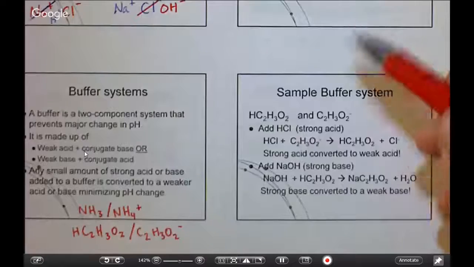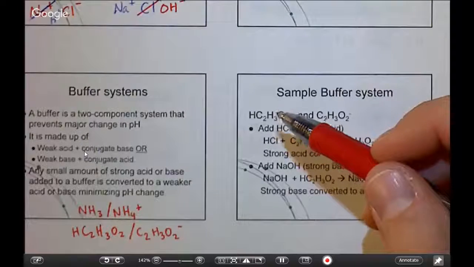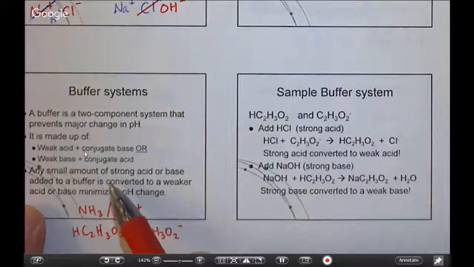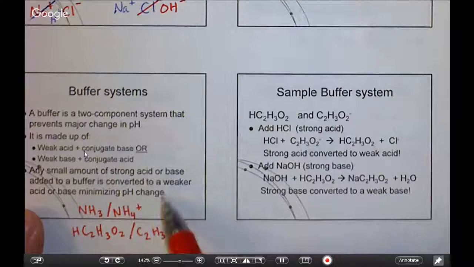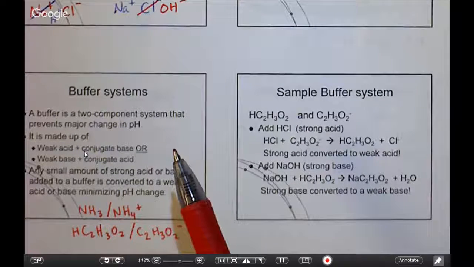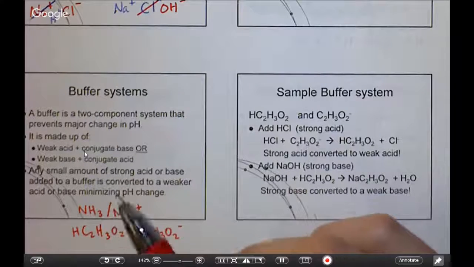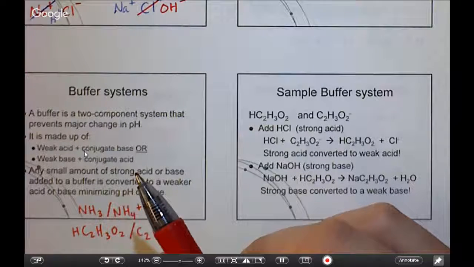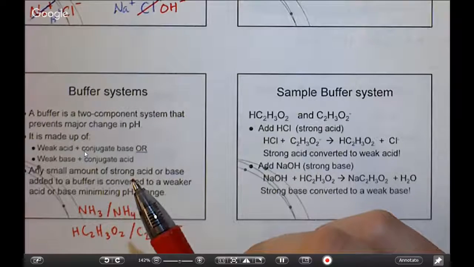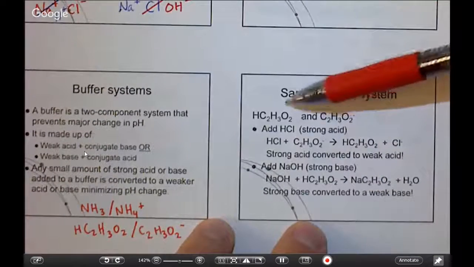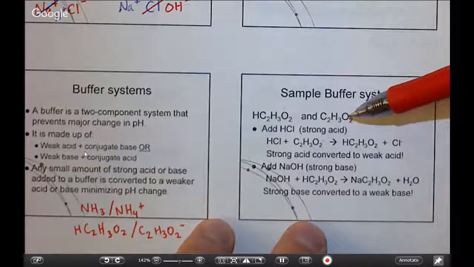So on the right is a sample buffer system, and this is where we see in our third bullet point on the left, if we add a small amount of strong acid or base to a buffer, we're going to convert it to the weaker acid or base, which is already present in the buffer system, and so we're not going to change the makeup of the system very much. So on the right, let's say our buffer system is acetic acid and acetate.